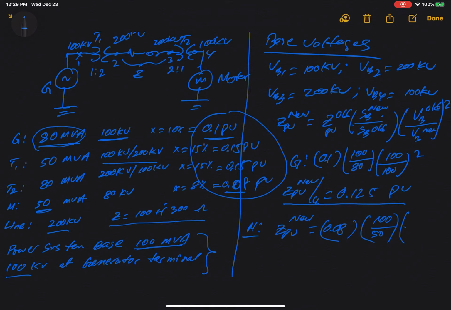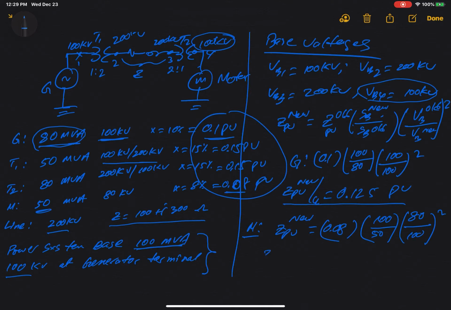The old voltage for the motor was 80, so 80 over here. If you look at the new one, this is the new base, which is base number 4. That's the base for the motor right here. That is 100, squared.